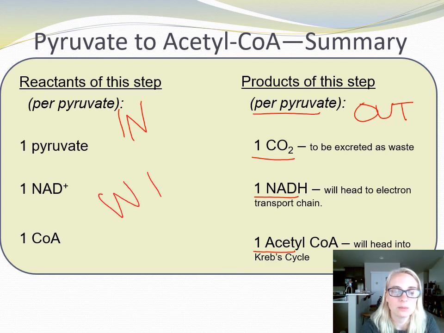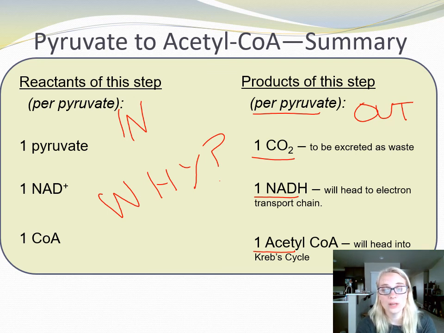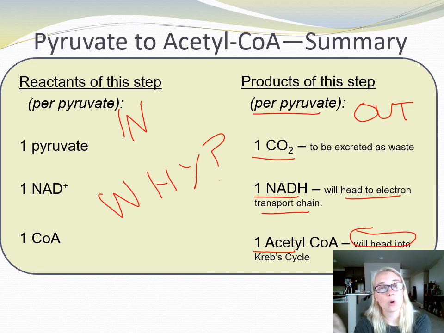And what is the why? Okay, so why do we do this acetyl-CoA step? Well, it's going to allow us to further oxidize the carbon molecule, the pyruvate, to get us the NADH. It's going to go to the electron transport chain. And it's going to allow us to make the acetyl-CoA, which is now ready to go into the next step, which is the Krebs cycle or the citric acid cycle. Either one of those terms are fine. All right, so that's what goes in, what goes out, and why. And we learned a little bit about where your carbon dioxide comes from.